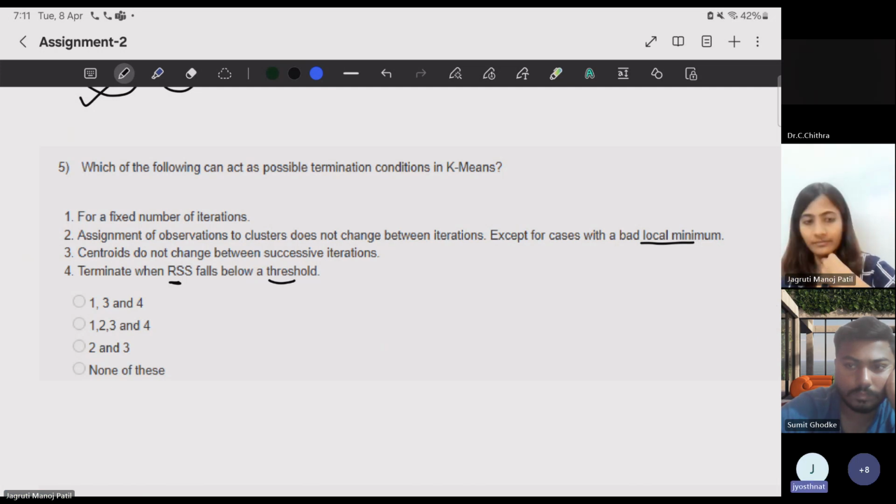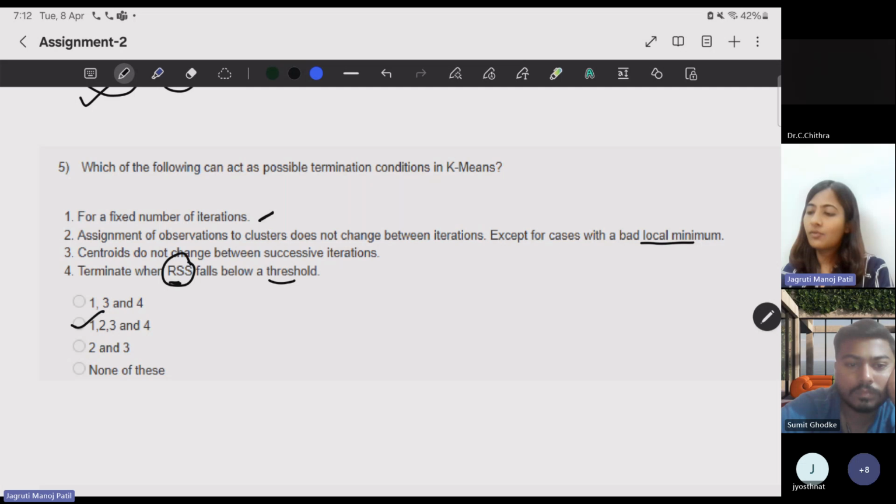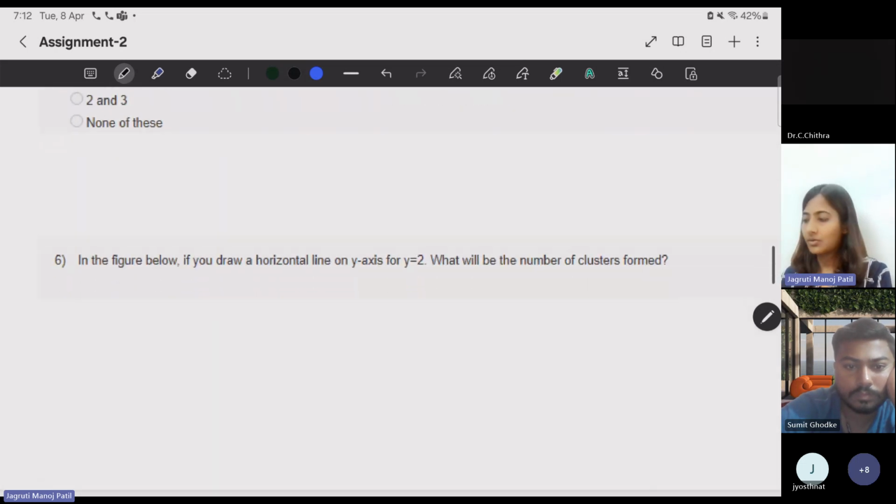Second one, ma'am. All 1, 2, 3, 4. Yeah, exactly. All are true because it will only run for a fixed number of iterations. It would not change in between n number of iterations. In successive iterations your centroid won't change that much. And if your residual falls below a certain threshold value, it will terminate in that case also. So it's a very simple algorithm.